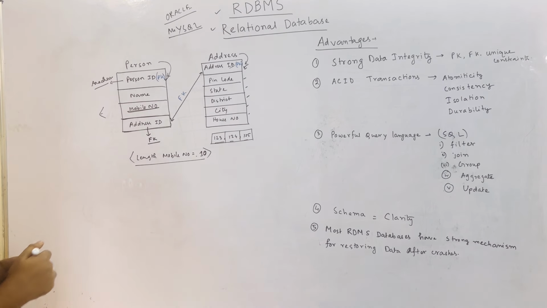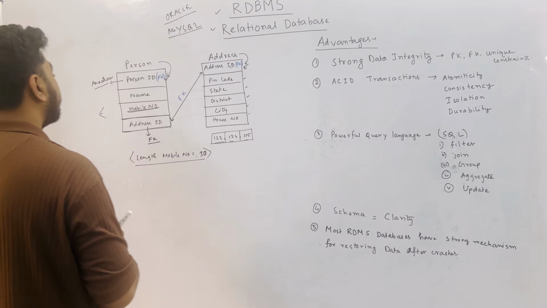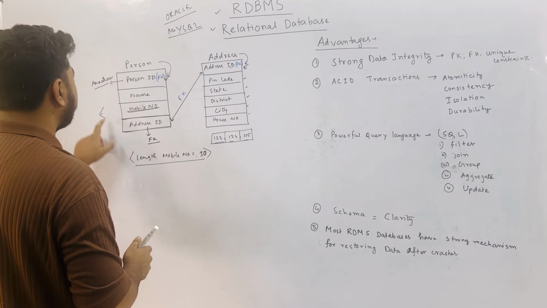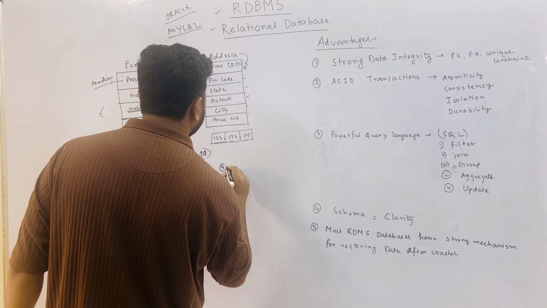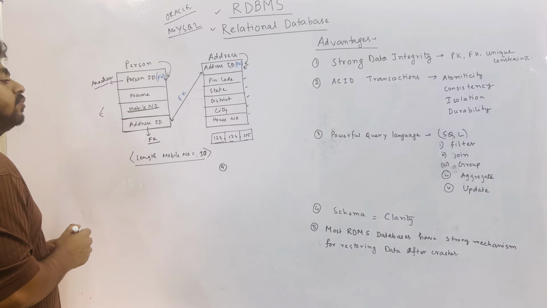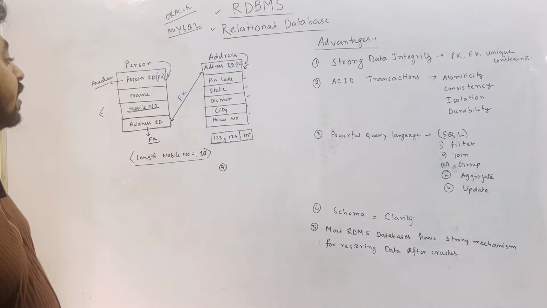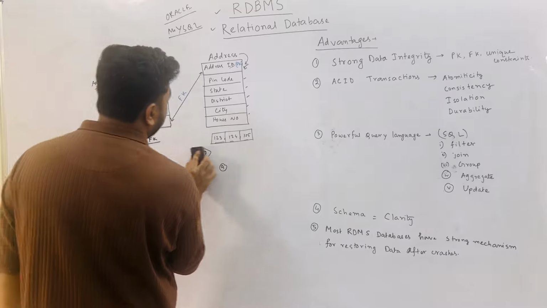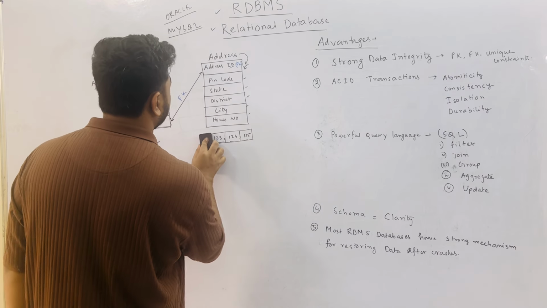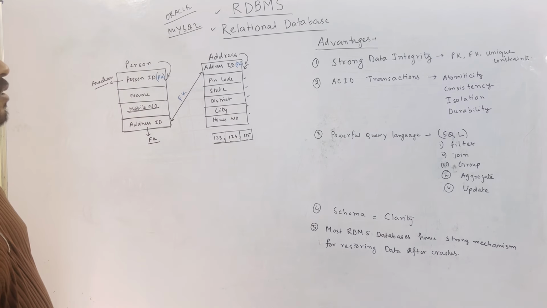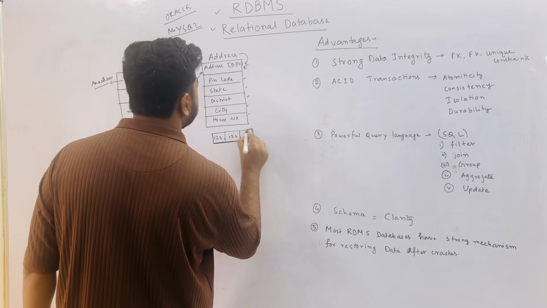What will happen? Whenever any new data is coming to enter in the person table, it will check whether this constraint is satisfied or not. If we try to enter a 9-digit mobile number, this whole insert will fail because the constraint is failing. That's how you are also maintaining integrity of the data. You are rejecting the wrong data from getting entered in your system. That's how in a relational database you have strong data integrity maintained in SQL.